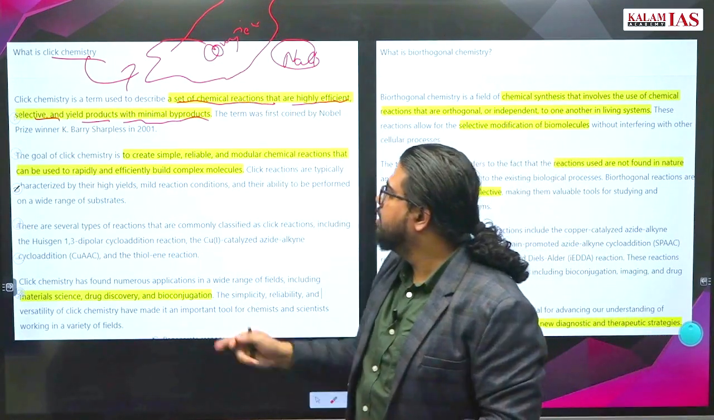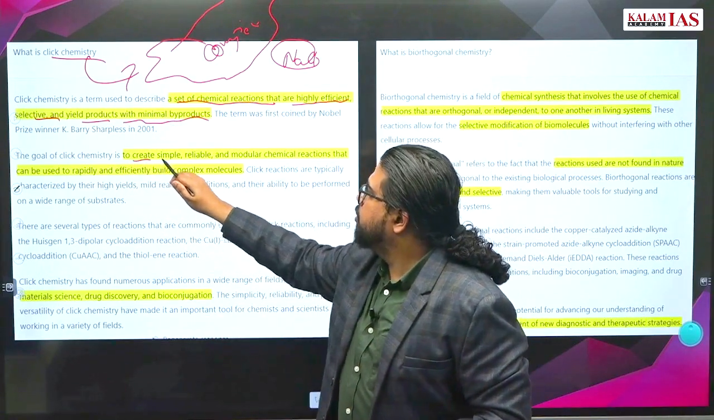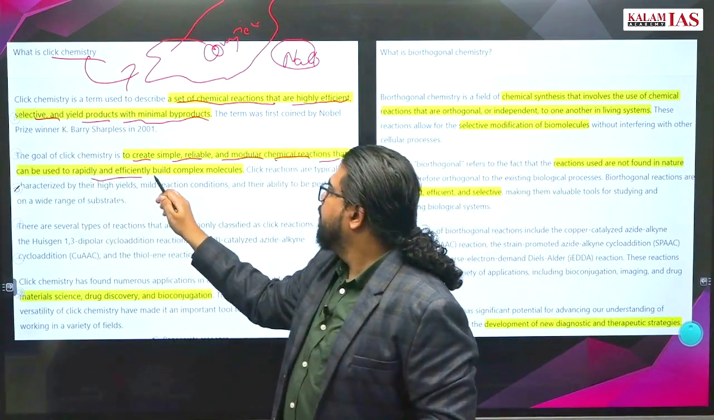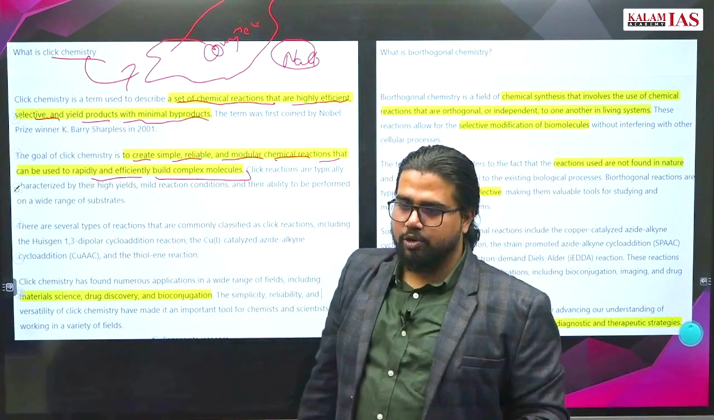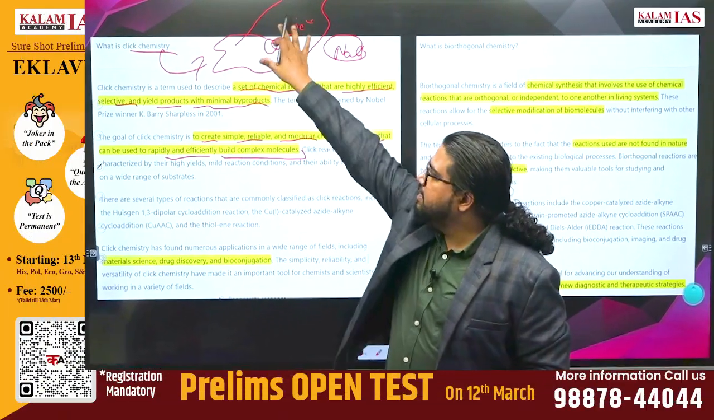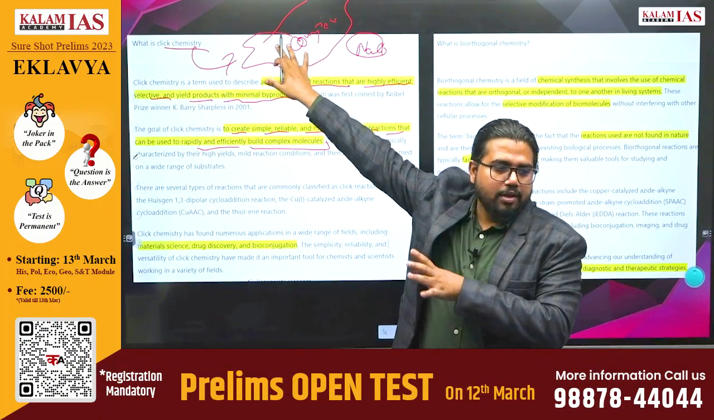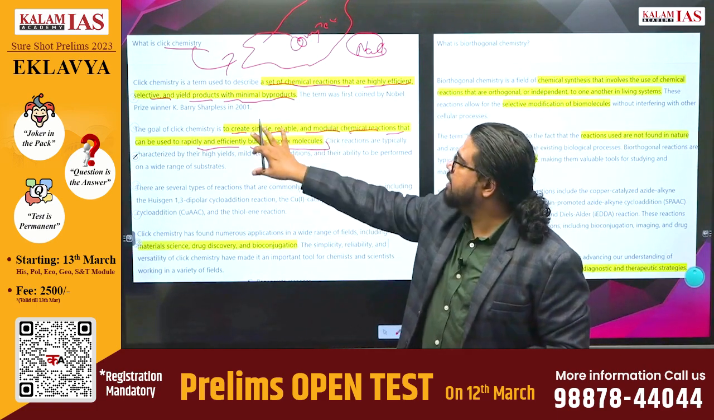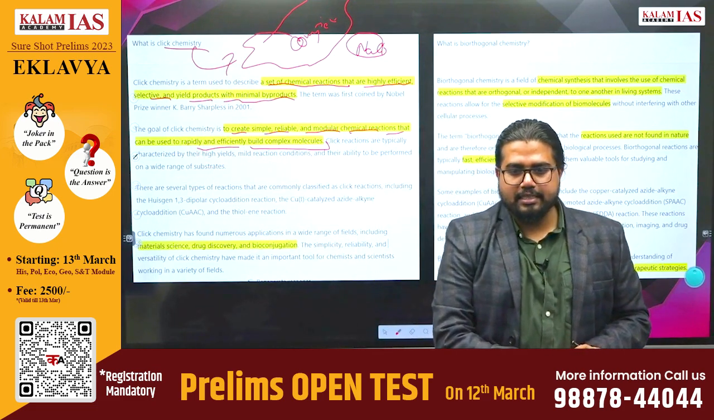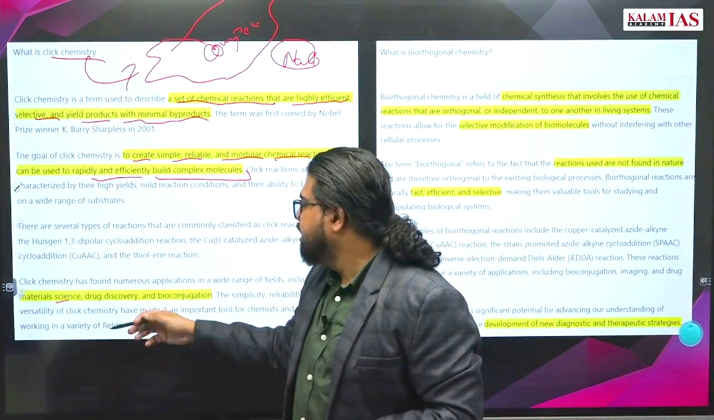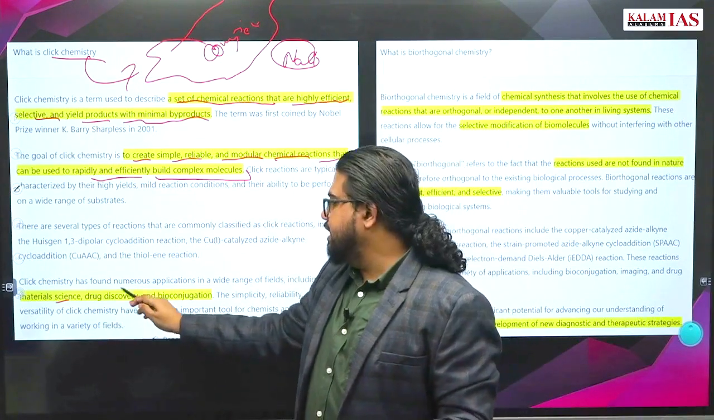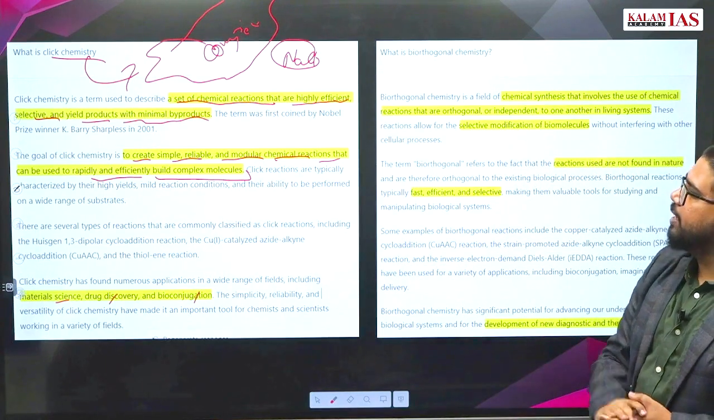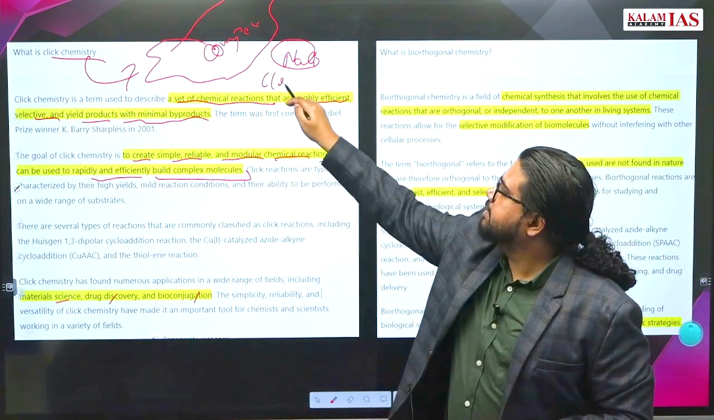Getting some idea? The objective is to create simple, reliable, modular chemical reactions that can be used to rapidly and efficiently build complex molecules. You need to build this molecule. To build it, you are making some special set of chemical reactions. These reactions in general we call click chemistry. What else? Applications in material science, drug discovery, bioconjugation, all these examples. Now, that is one concept, click chemistry.